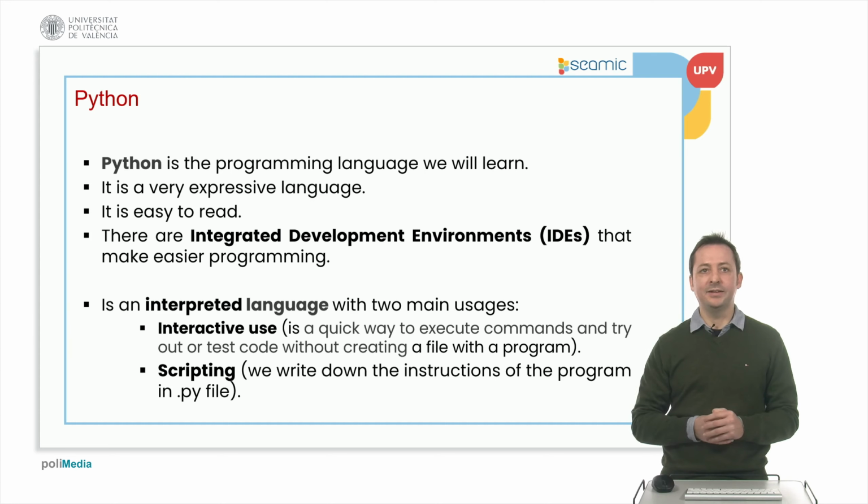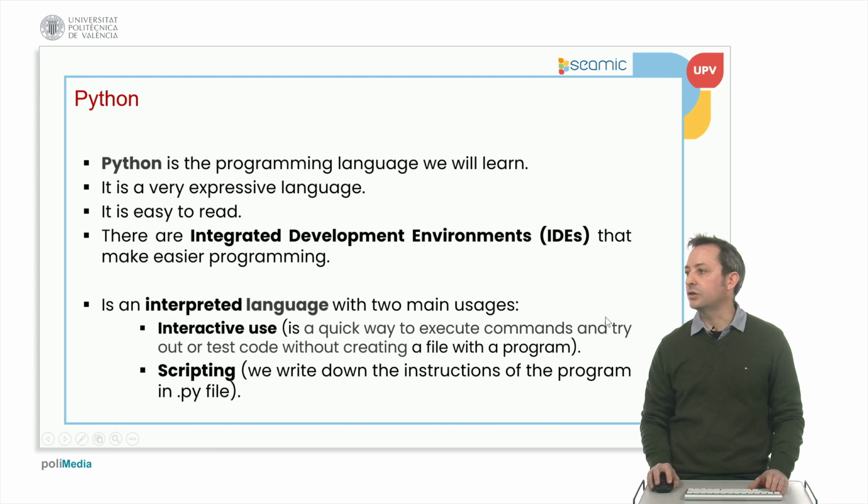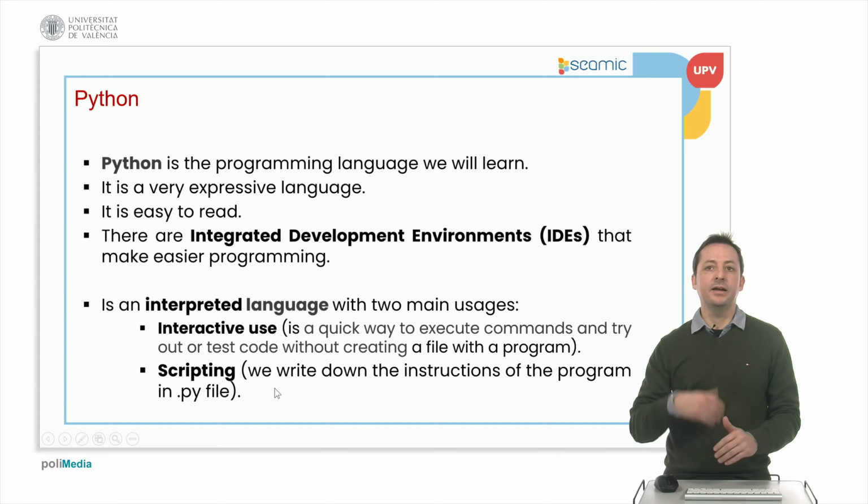In order to write Python code, we need to have an integrated development environment, or IDE, that makes it easier for us to write code. So basically, Python is an interpreted language that can be used in different ways. It can be used in an interactive IDE, in which we write code and execute that code, and in other IDEs that need a file with an extension .py, and this file is executed in the IDE.